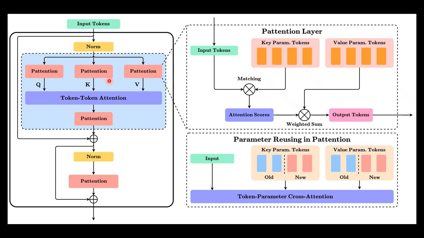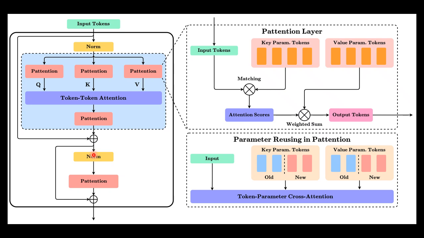So TokenFormer replaces all linear projections with a new kind of attention called token parameter attention. Not just the MLP, but everything. Q projection, K projection, V projection, output projection, and the feed forward block, everything becomes attention.